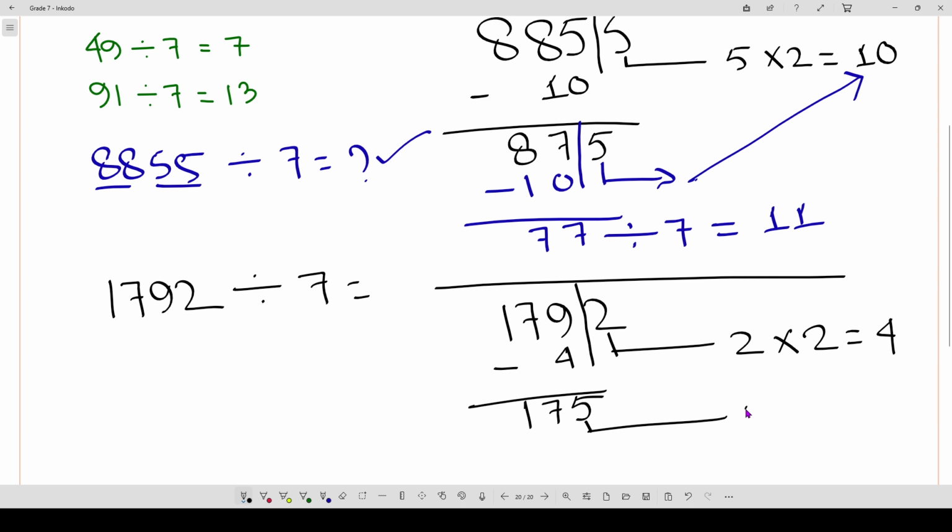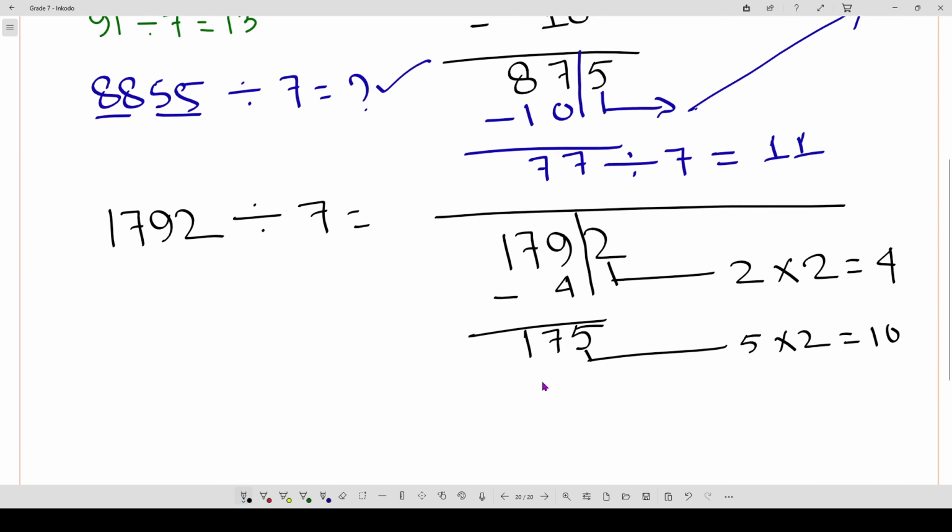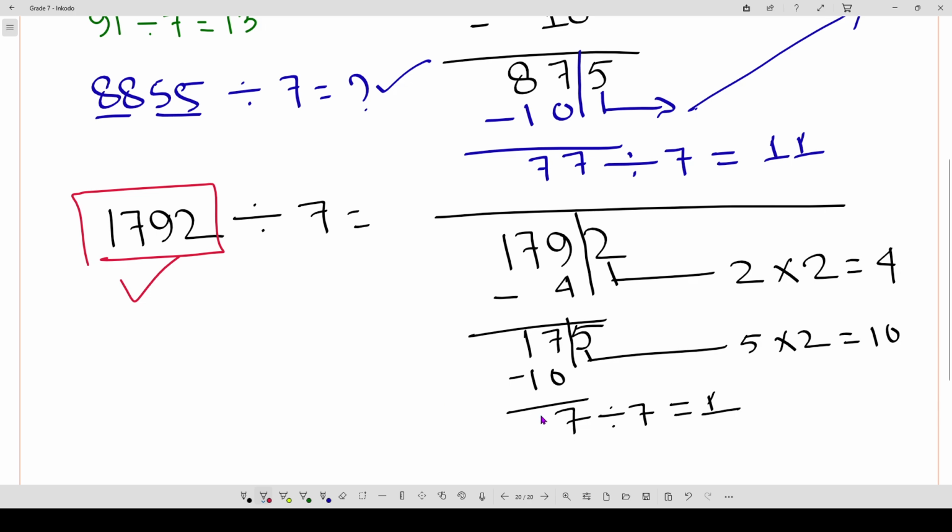And 5 double. 5 times 2, it will be 10. Now look, the rest of the number is 17. So minus 10, the result is 7. Our target, it should be divisible by 7 or equal to 0. 7 divided by 7 is 1. That's why we can say 1792 is divisible by 7.